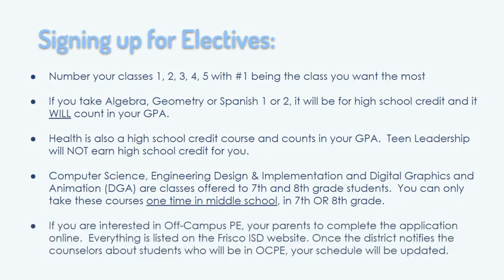If you're interested in off-campus PE, this is if you participate in a sport like ice skating or hockey or gymnastics outside of school. Your parents will need to complete an application online. Everything goes through the district first, and then they will update the counselors as students get the approval for off-campus PE. Select the classes you want for now, and if this is something that you end up being a part of for next year, we will adjust your schedule.